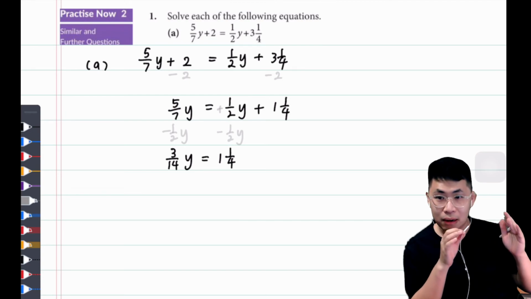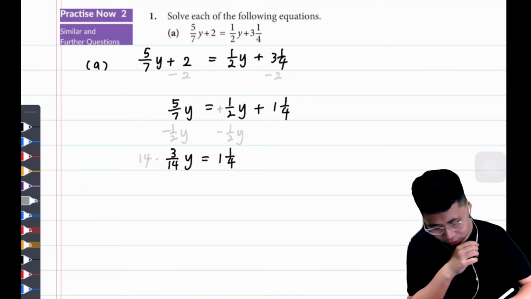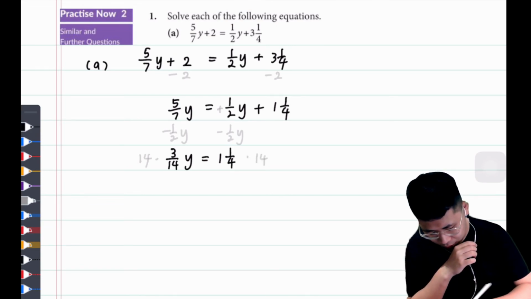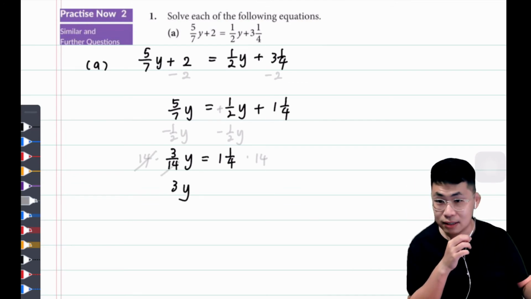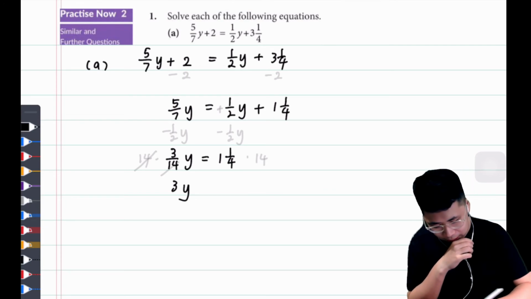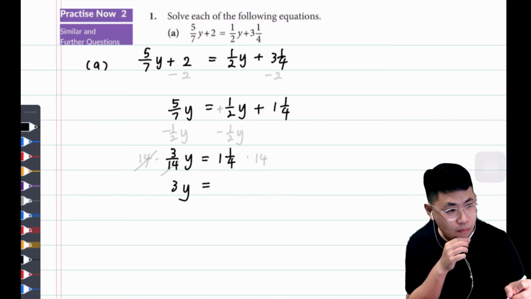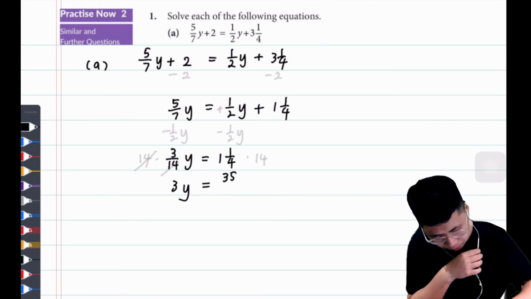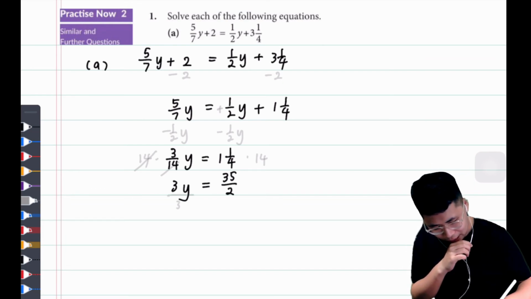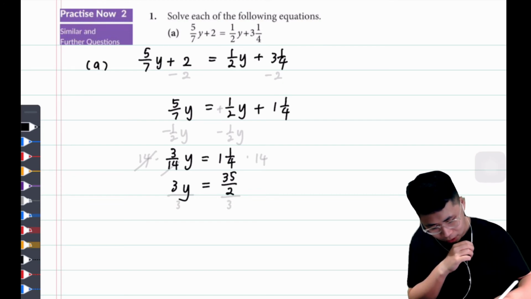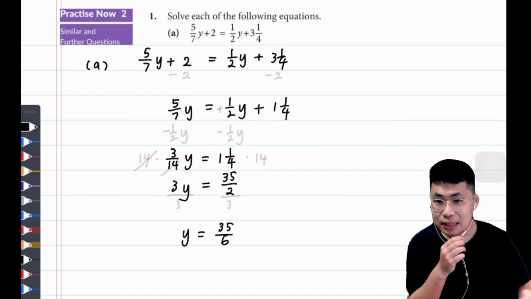Alright, so what are we going to do next? Now 3 divided by 14. So divided by 14, let's reverse that first. Let us times 14 on the left, times 14 on the right. If we multiply by 14 on the left, this will cancel. And then we use calculator. 1 and 1 over 4 times 14 will give me 35 over 2. Then we can divide by 3 on the left, divide by 3 on the right. So over here, y would be equal to 35 over 6.